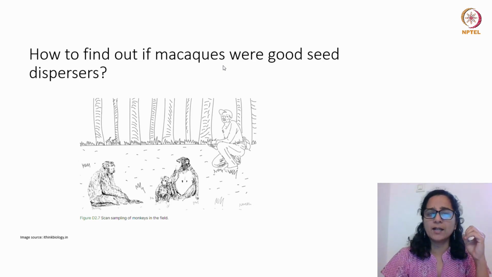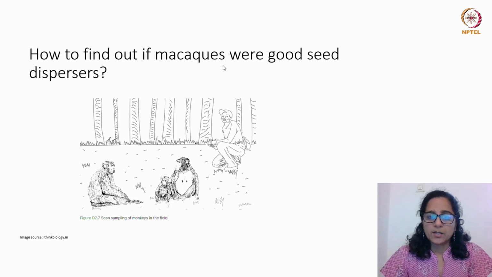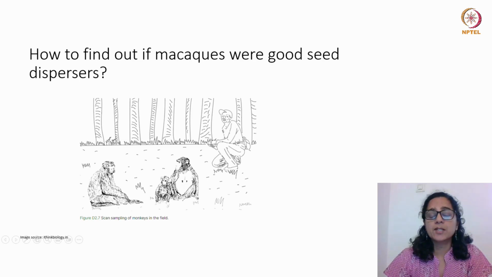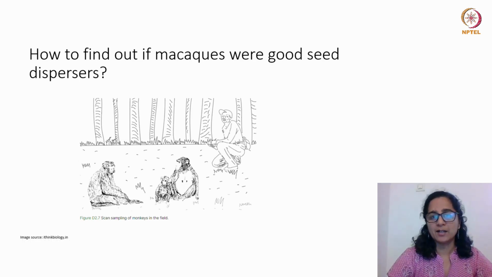But before going into that, imagine how you even find out what these monkeys are eating and whether they are good seed dispersers. So here is a sketch of how the study can be conducted. Here are monkeys. What do you have to do? You have to just sit and watch what these monkeys are eating. Of course, this sketch illustrates that monkeys are nicely sitting, and there is a human sitting slightly far observing them.